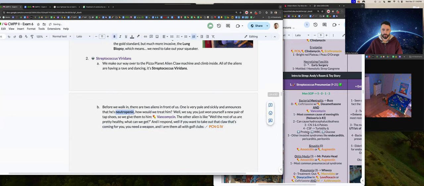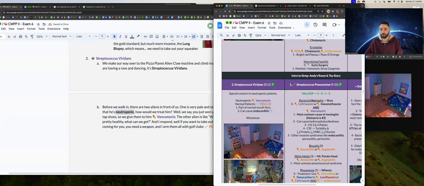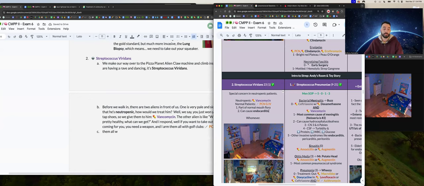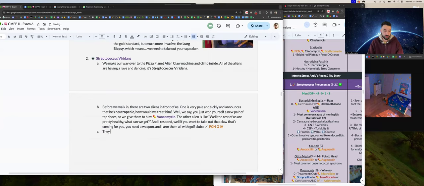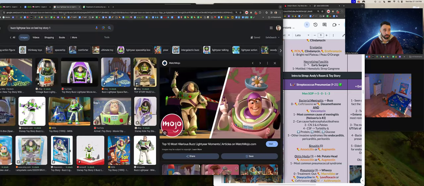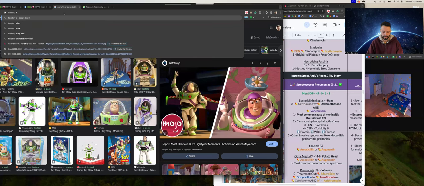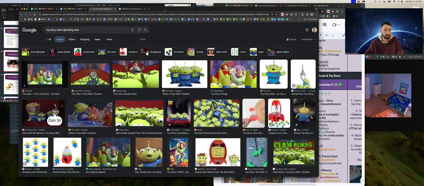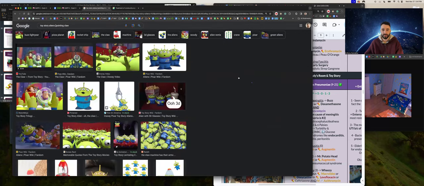Neutropenia, so kind of a double thing here. Part of normal mouth flora. Do we care about that? Probably, because poor oral hygiene is probably gonna. Yeah, all right. So how are we gonna remember that? Oh, all of the aliens. Let's get a picture here. Here we go.